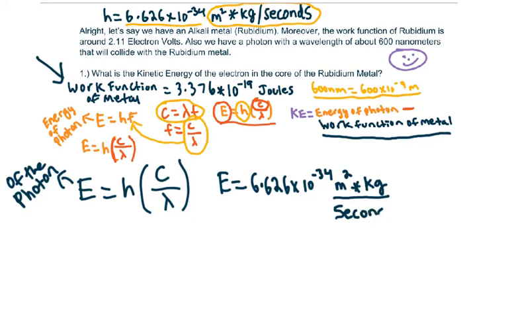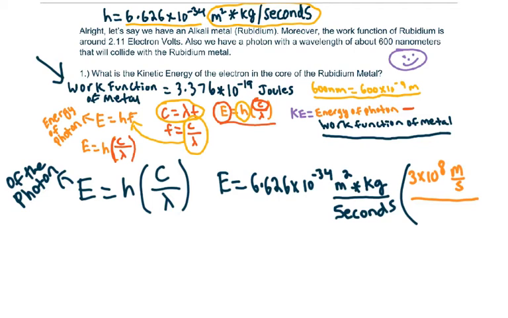All right, now that we have that, the next part of our equation is the speed of light over wavelength. So the speed of light, let me write this in a different color, say blue, is about 3 times 10 to the 8th meters per second over the wavelength of the photon.